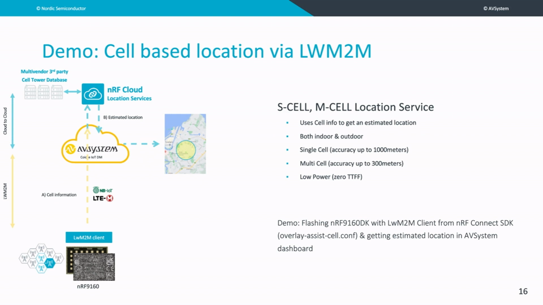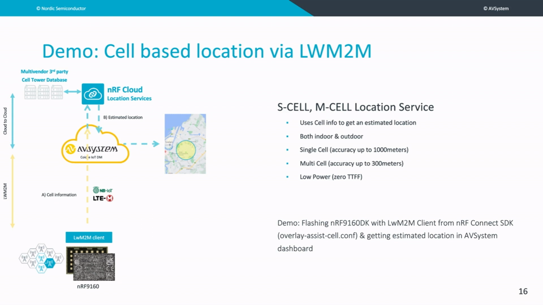So the next part of the demo is that I will show how this integration is now working. So I will show the cell-based location demo. So I will build the same application with the settings that will use the multi-cell location query. So how this works is that the LwM2M client will start up and it will search for the neighbor LTE cell towers. And after getting registered to the AVSystem, it will update this information into the AVSystem, which will then make the query towards nRF cloud. And when it gets the estimated location back, it will update that and show my location on the map.